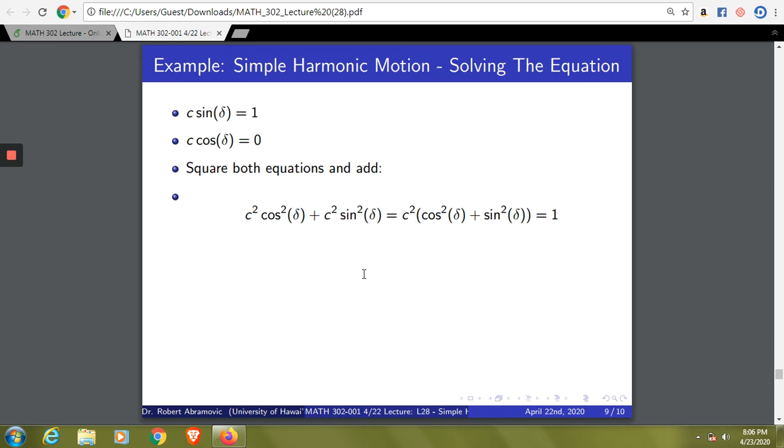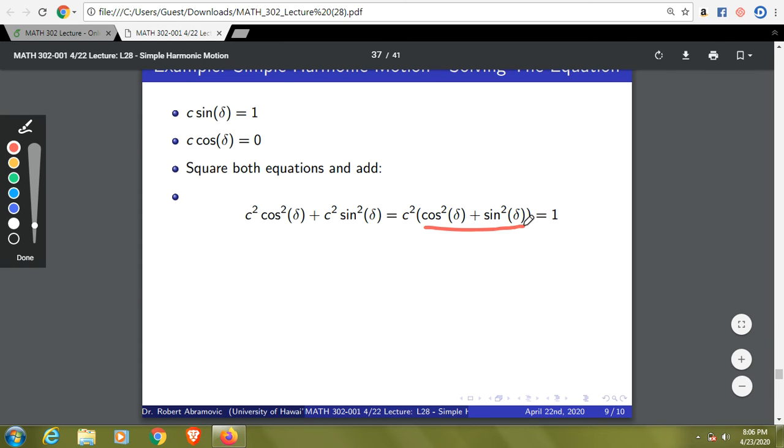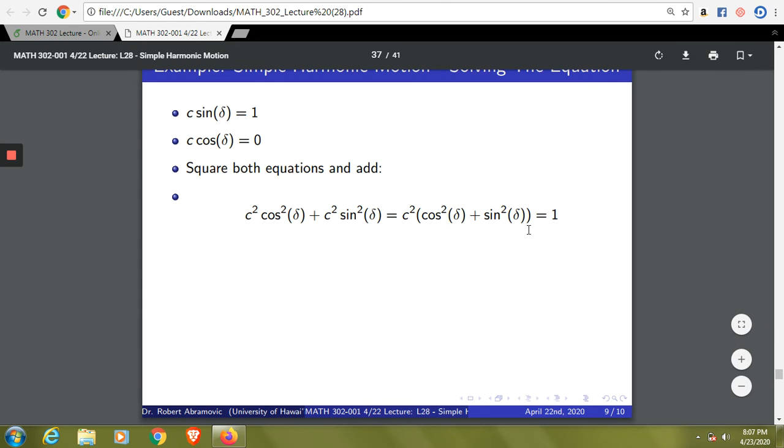Square both sides, and we add c squared cosine squared delta plus c squared sine squared delta, factor out c squared. What we're left with is this. So why do we do this? We did this because cosine squared plus sine squared is 1, and that's a way of eliminating sine of delta and cosine delta. That's actually a common trick. Try to get the equation lined up so it looks like constant times sine, same constant times cosine, square both sides, and then solve for c squared. That's a way of eliminating delta in this case.